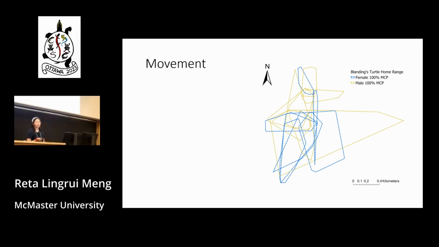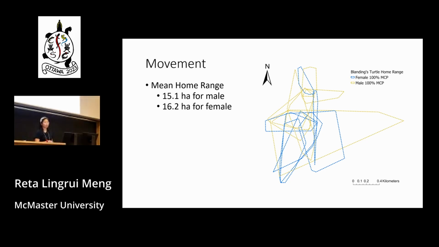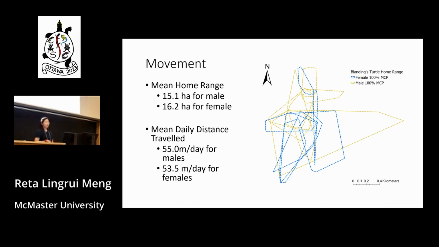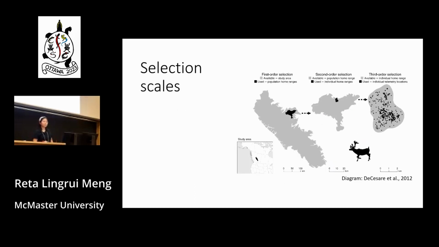After we mapped out their home ranges, we found that the mean home range was 15.1 hectares for males in our population and 16.2 hectares for females. The mean daily distance traveled was 55 meters a day for males and 53.5 meters a day for females. This was not statistically significantly different between the sexes nor between years.